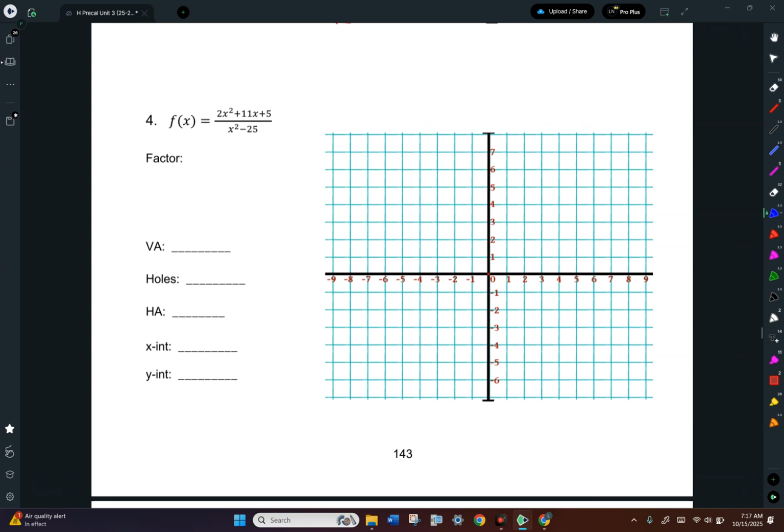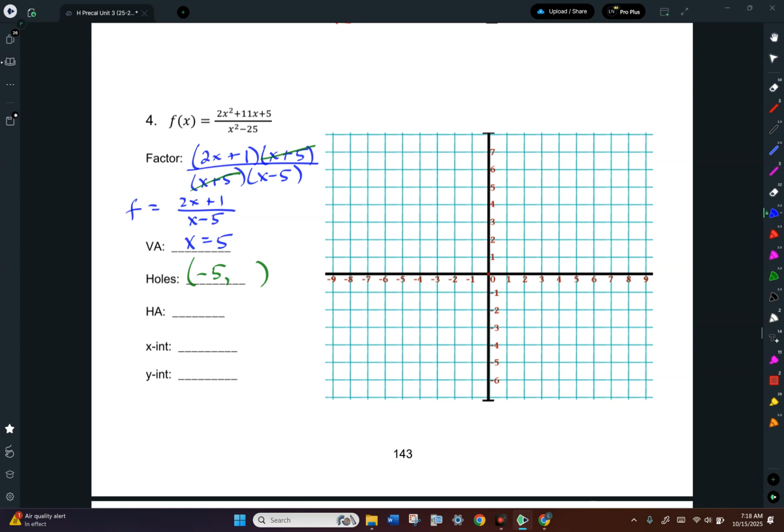So if I start doing my factoring, let's see. On top, 2x and x, I need 5 and 1. These are all going to be pluses. Okay, and the denominator, x plus 5, x minus 5. So the x plus 5's cancel. That means there's a hole at -5. So let's write down our simplified equation: 2x plus 1 over x minus 5. Since there is a denominator, I know there's going to be a vertical asymptote at 5.